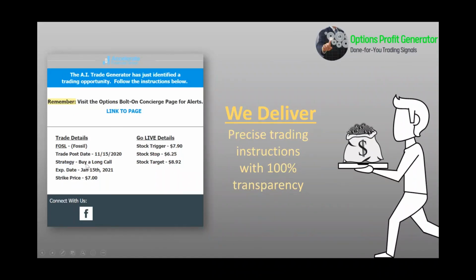You'll know the strategy, whether we're buying a call or buying a put. You'll know what expiration date to select on the option chains, what strike price, and then when to go live. The go live details are how you execute and when you execute. You can do it manually, or you can do it how I like to set them up, which is an auto contingent order. But that's the level of detail you're going to receive.